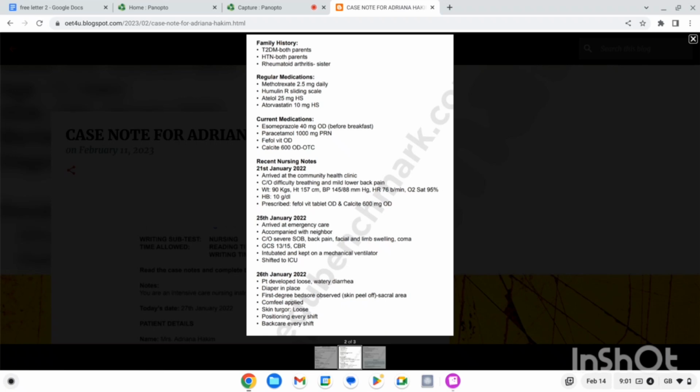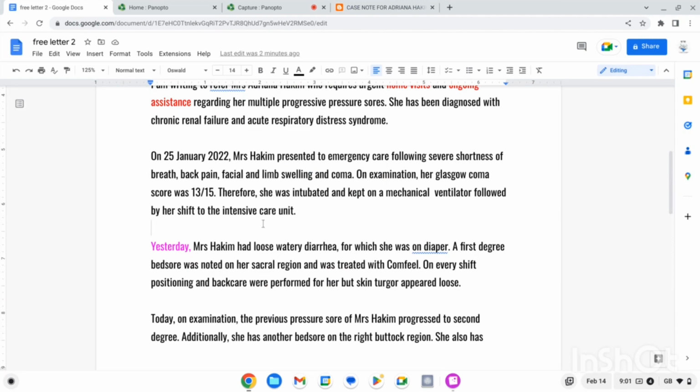So what you have done, it was treated with a Comfeel dressing. It should be mentioned that it is a dressing, Comfeel dressing, and positioning every shift was done, along with back care. So those are the three things that you can club and write. Your information given in paragraph 3 is also fine, not bad.